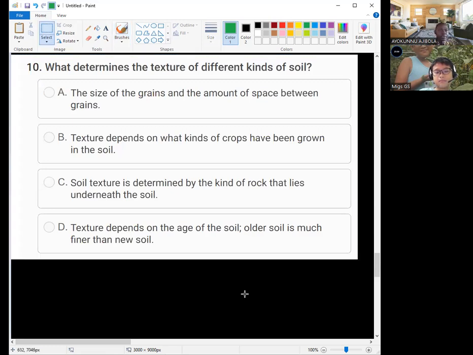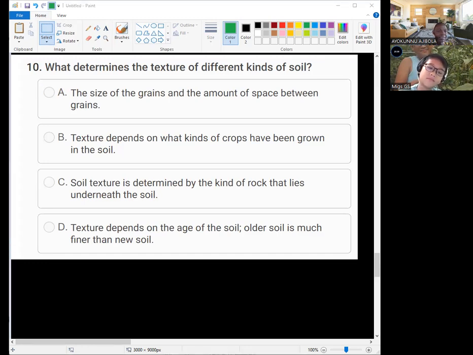What determines the texture of different kinds of soil? What can we see in a soil that will tell us the texture of the soil? A, the size of the grains and amount of space between the grains. B, it's A. Yeah.